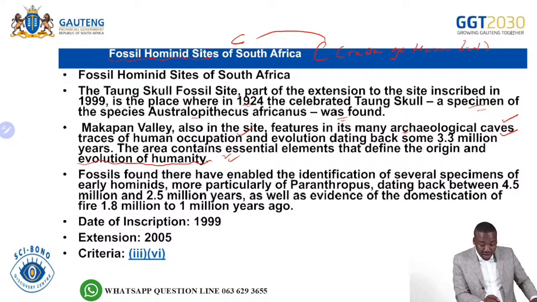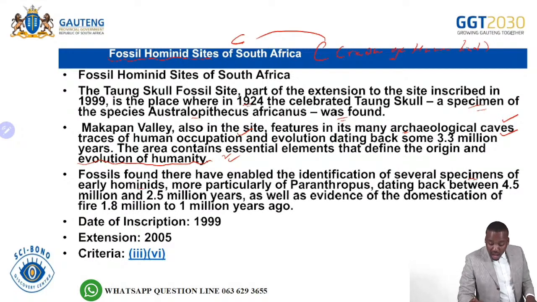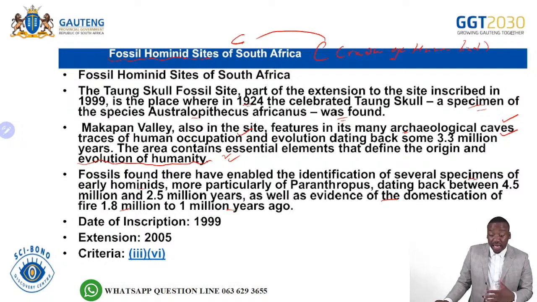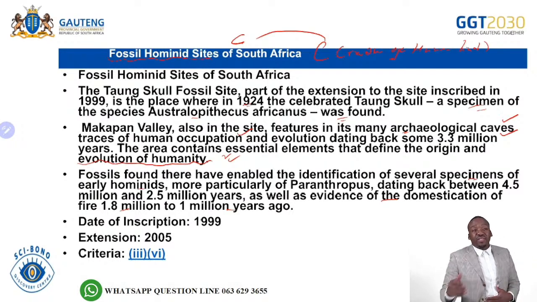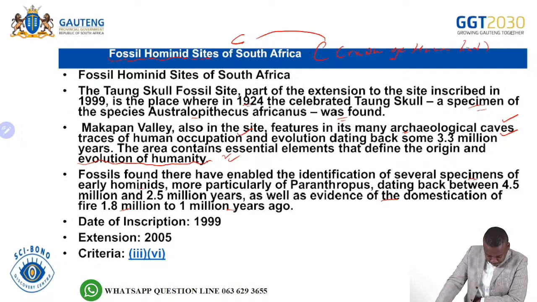The fossils that have been found here enable the identification of several specimens of early hominids, more particularly of Paranthropus, dating back between 4.5 million and 2.5 million years ago, as well as the evidence of domestication of fire between 1.8 million to 1 million years ago. So you can learn so much here about science, especially when you visit this particular site. Imagine, who knew that we have such a site in South Africa?